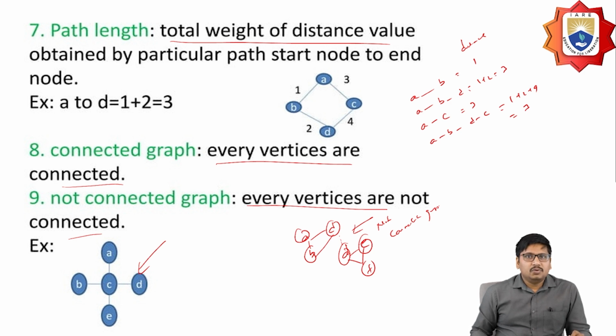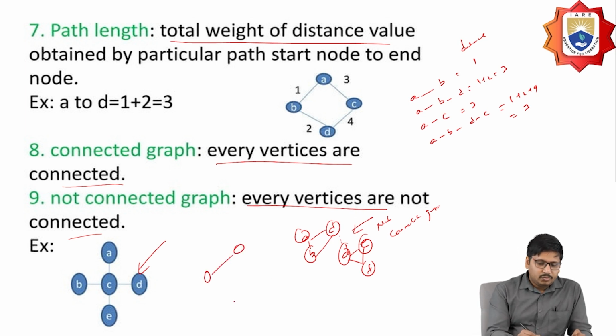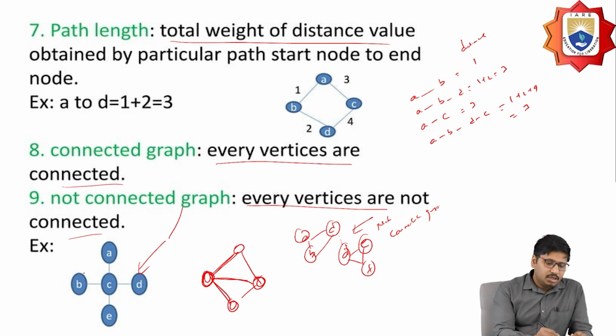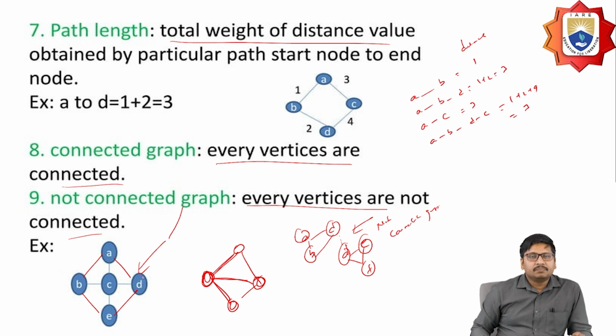A graph is connected if there exists a path for every pair of vertices in the graph. Suppose I draw a graph like this, this is not a connected graph. If I draw it this way, every vertex is connected to all the remaining vertices, so it is a connected graph. This one is not connected, but if I draw this edge also, then it becomes a connected graph.